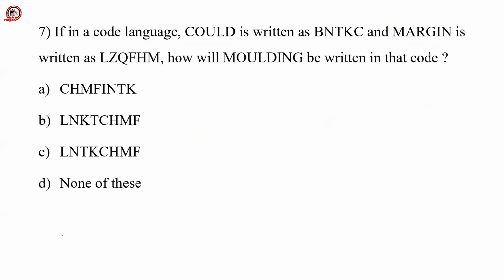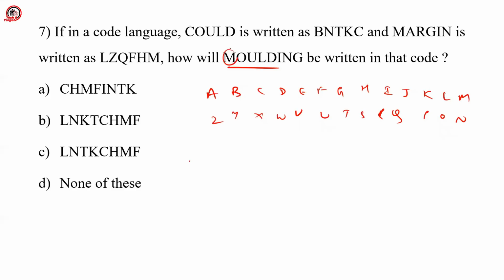Now, using this, how do you write this? So what is the thing that we want to write here? For molding, right? So A, B, C, D, E, F, G, H, I, J, K, L, M, N, O, P, Q, R, S, T, U, V, W, X, Y, Z. Now for M, you have to write one letter before it, which is L.